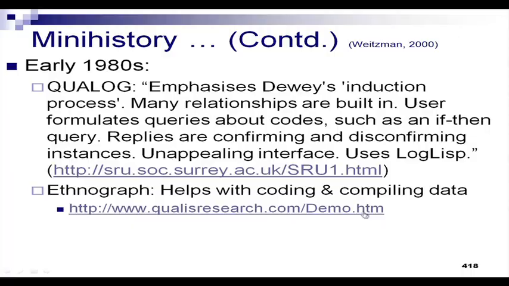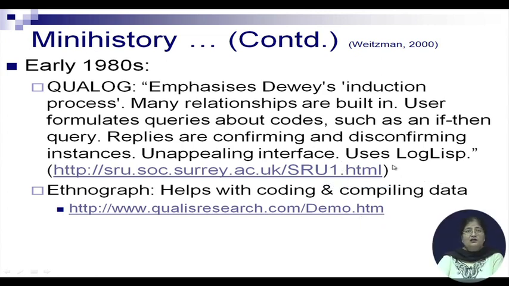Now again, the uses of this are listed here. In the early 1980s, we had Qualog, which emphasized Dewey's induction process. Many relationships are built into this Qualog. The user formulates queries about codes, such as an if-then query. Replies are confirming and disconfirming instances, and it has a very unappealing interface and uses LISP. Now this is from the SRU web page of Surrey University.